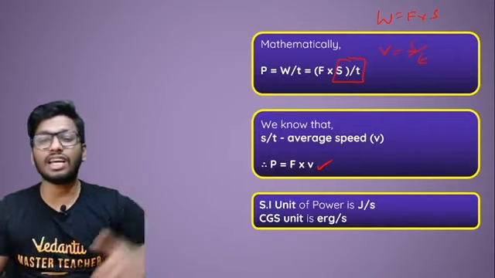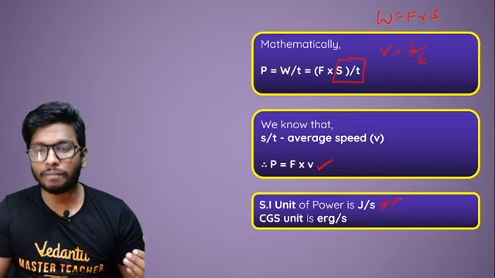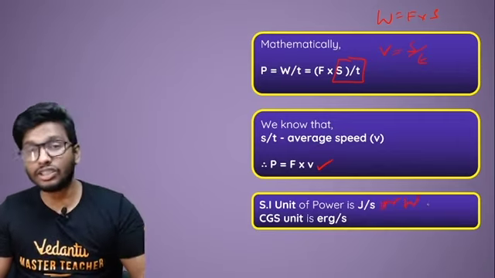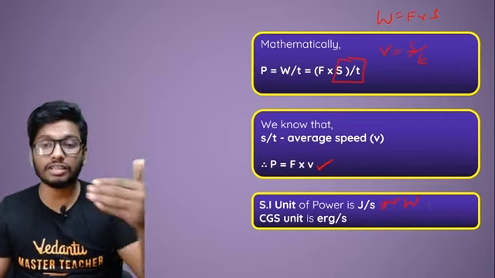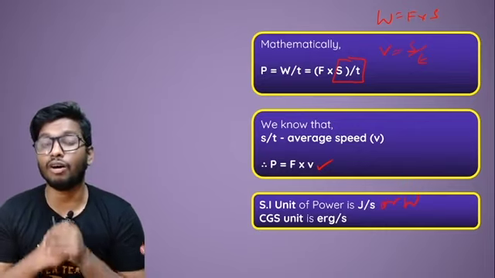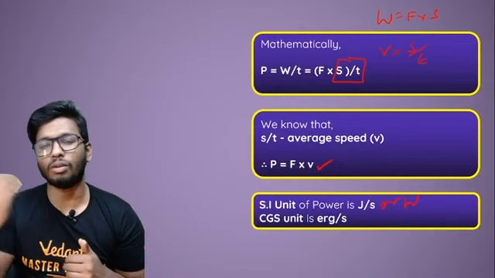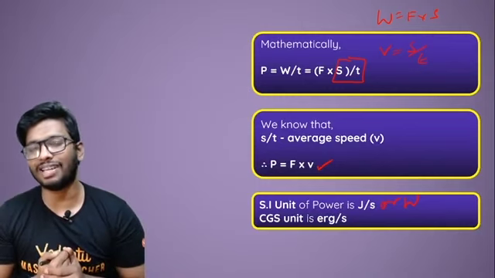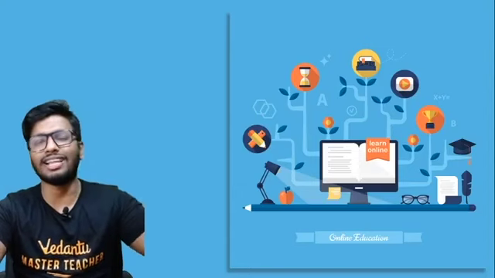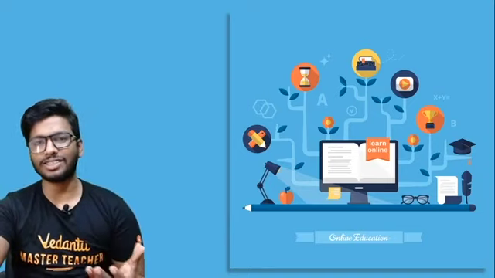Simple as that. And the SI unit is joules per second, or watt, and the CGS unit is erg per second, because erg is the CGS unit of work done. So time still is second itself, so it will be erg by seconds. As simple as that. Now that you understand this, guys, let us solve some questions.